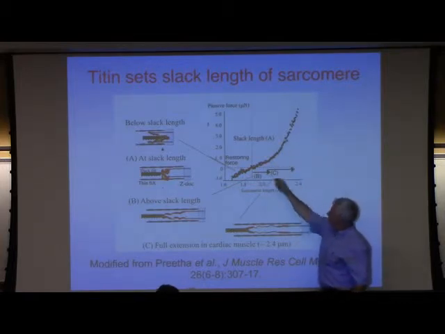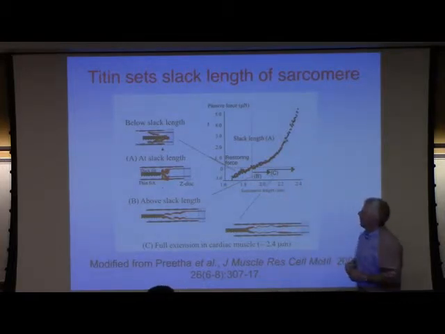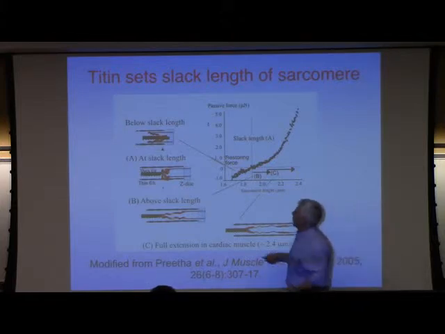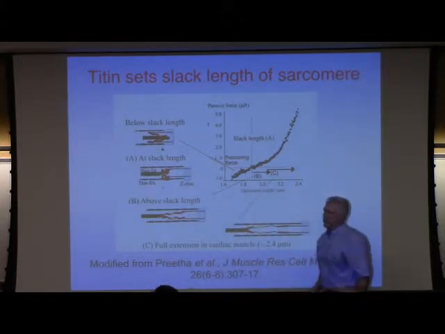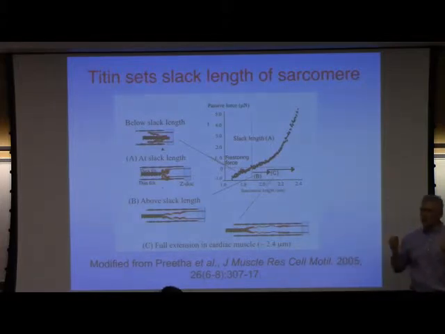So this region here is where you're stretching the spring. And so the other direction is you can go below the slack length, which is here, and now the spring generates restoring force. So it wants to push you back out to the resting length.